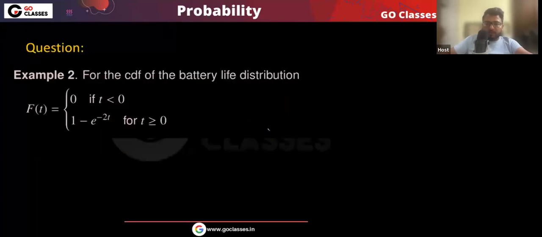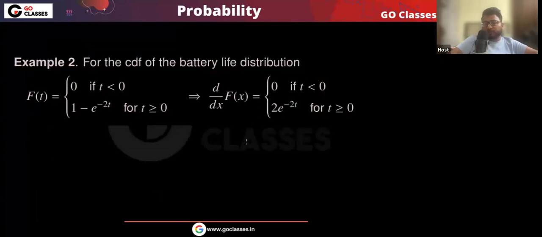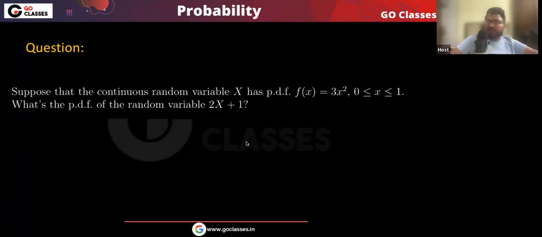Now, let's see the next question. Let's suppose this is the CDF which is given to us. Now, how do we find out the PDF? You can just differentiate, right? So what you can do, you can just differentiate each of the terms. Okay, that's also very easy. Let's do the next question.